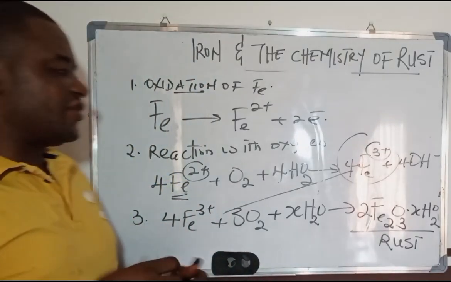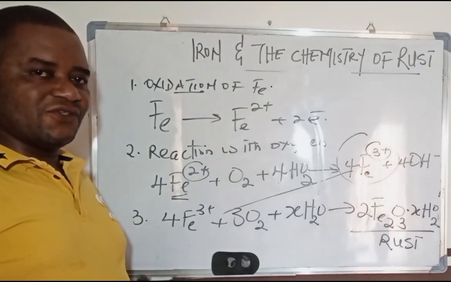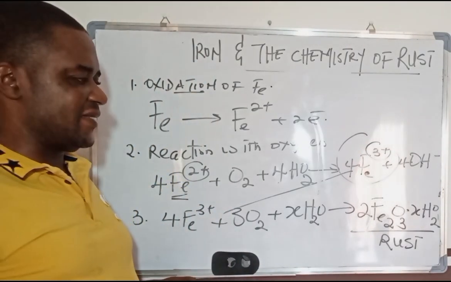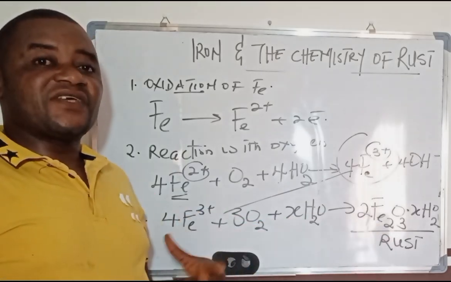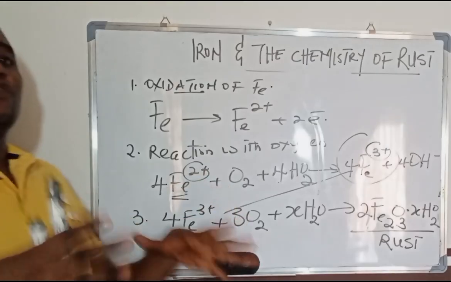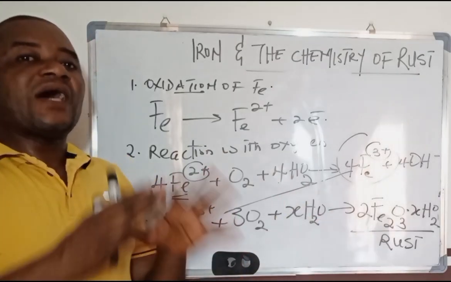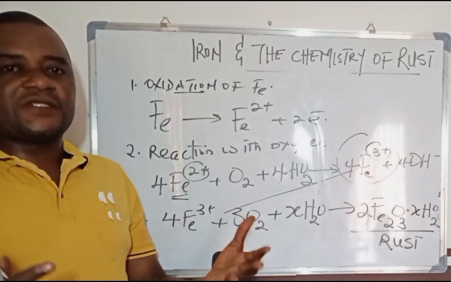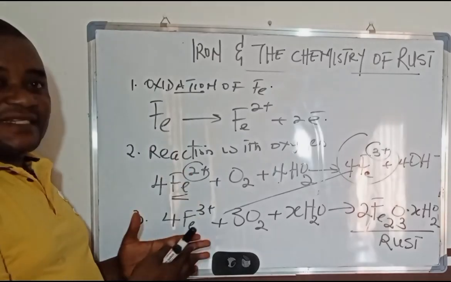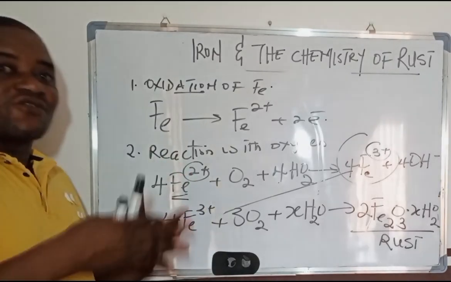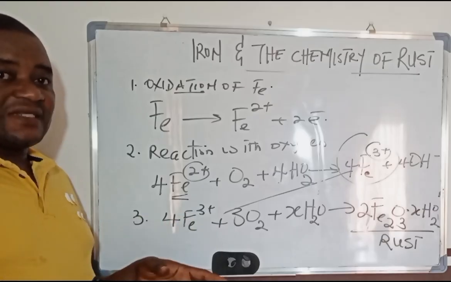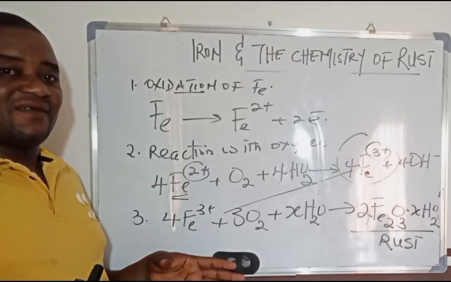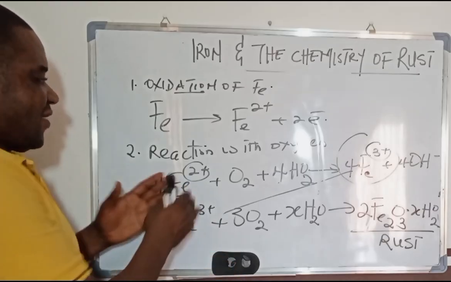And this is the greenish coloration that you see on your metal or iron or whatever it is. And this is hydrated iron 3 oxide. Hydrated iron 3 oxide is the greenish coloration you find covering your iron or metal that you call rust. And this is the process that leads to the rust that you have. And like I said, it is an electrochemical process, an oxidation reduction process. So this is how it happens.